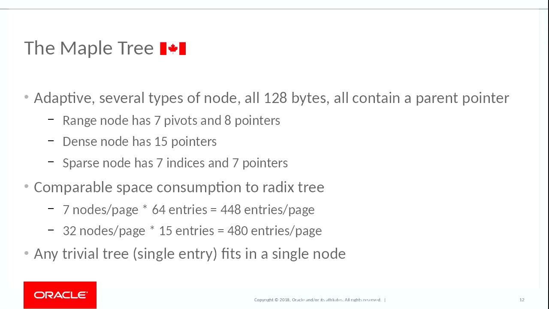If you're just using dense nodes, you can get 448 entries per page with the Radix tree, and 480 per page with the maple tree. So that's good. Right? I mean, that's like a 10% improvement. That's not inconsiderable. But you end up having to spend more nodes managing your other nodes. So you lose that 10% advantage fairly rapidly. But it's comparable.